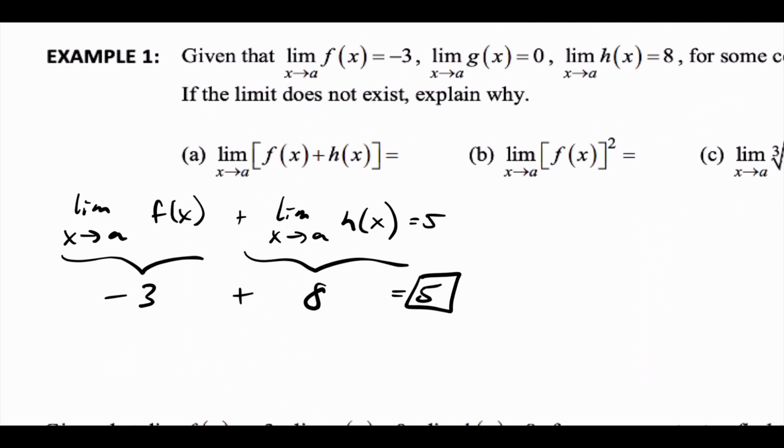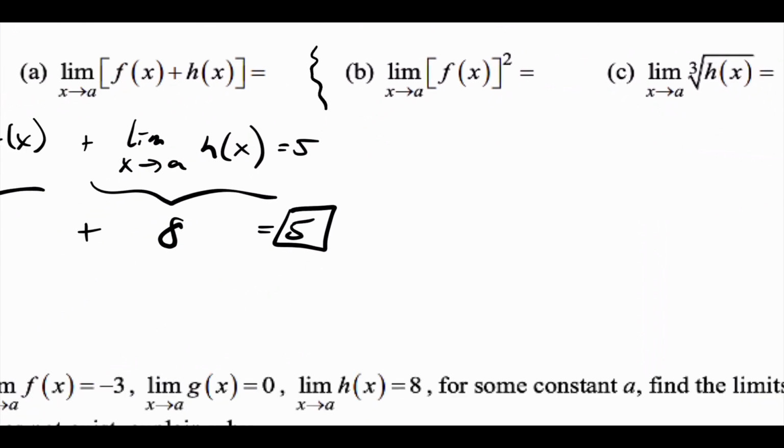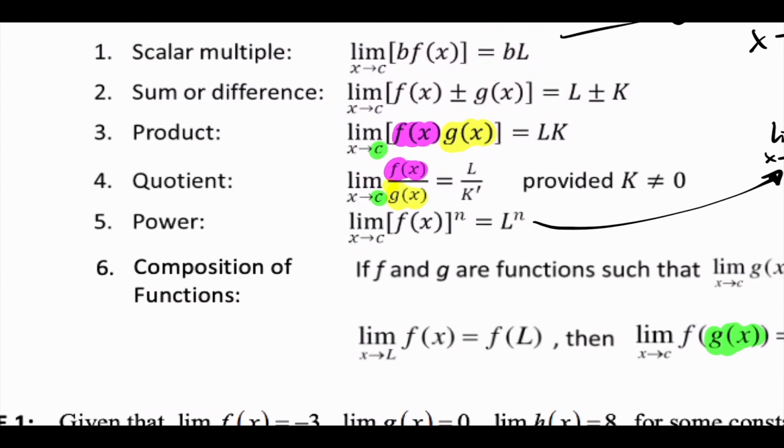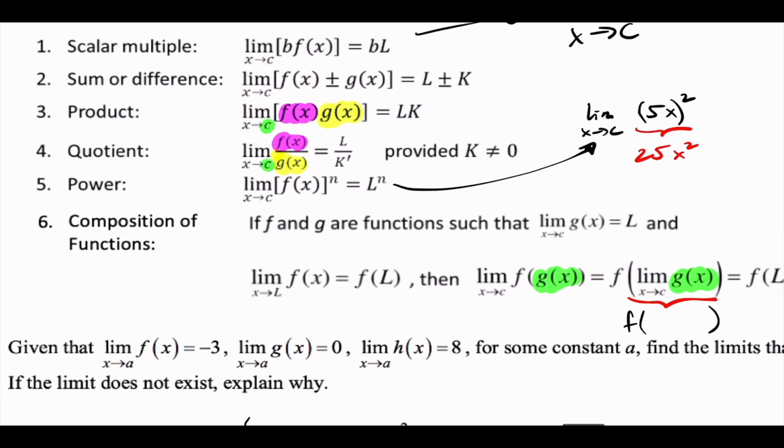All right, now let's look at B. The limit as x approaches a for f of x squared. Okay. That looks like a power situation. A power situation looks kind of like number 5. So number 5 says find the limit of f and then use that power on the limit.